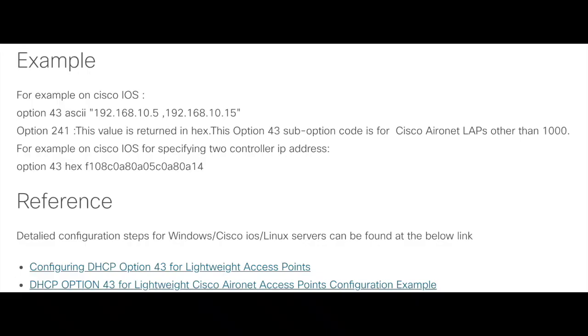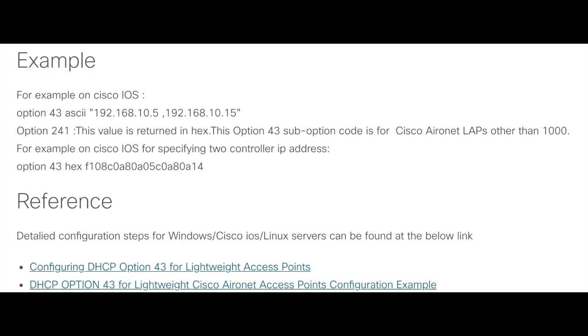For example, on Cisco IOS, option 43 ASCII 192.168.10.5 and 192.168.10.15. And option 241, this value is returned in hex. This option 43 sub-option code is for Cisco Aironet LAPs other than 1000. For example, on Cisco IOS, for specifying two controller IP addresses, option 43 hex and the hex value.